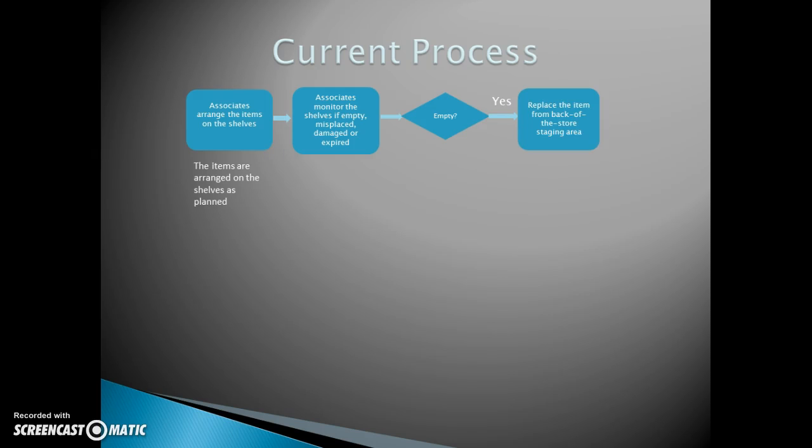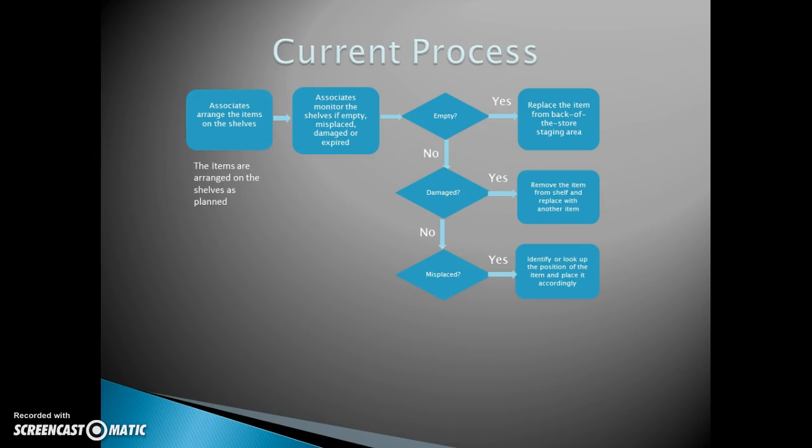If they find any shelves that are empty, then they replace the items from the back of the store staging area. If not empty, they again check for any damaged goods on the shelves, and if they do find any damaged item, they remove the item from the shelf and replace it with another item. Then they check for any misplaced items, and if they do find any, they need to look up the position where the item belongs and replace it accordingly.